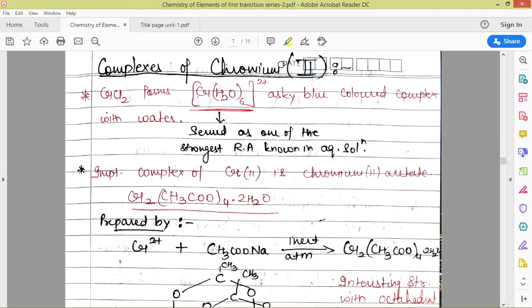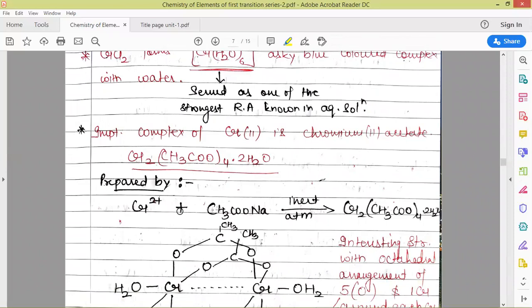Another +2 oxidation state complex for chromium is known as the chromium 2 acetate complex. This complex is prepared via the reaction of chromium 2 compounds with sodium acetate in an inert atmosphere. When these two are reacted in an inert atmosphere, we get the formation of the acetate complex of chromium, wherein 4 acetate ions are present and 2 water molecules are present.